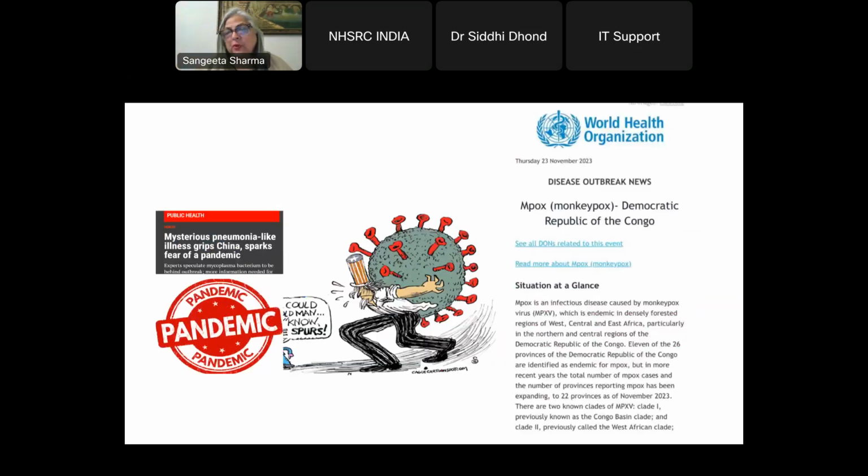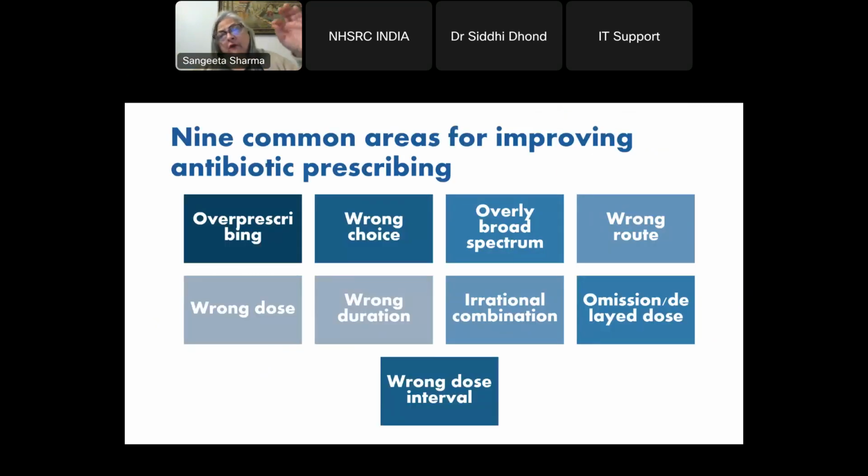And on top of it, you must be getting news alerts of outbreaks, some unusual pathogen or virus being detected, because I always say nature is always in control. If you try to suppress them, they remain in nature, but they will come back at the opportune time. So with antibiotics, we need to ensure that we don't overprescribe, we make a good choice, don't choose an overly broad spectrum, and give it by the appropriate route, dose, duration, and avoid irrational combinations.